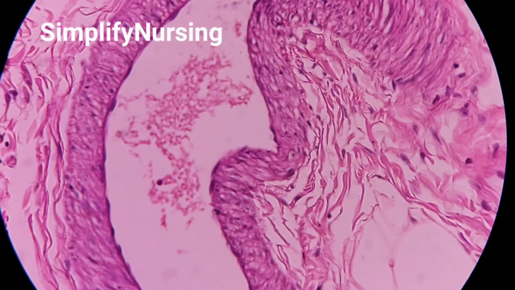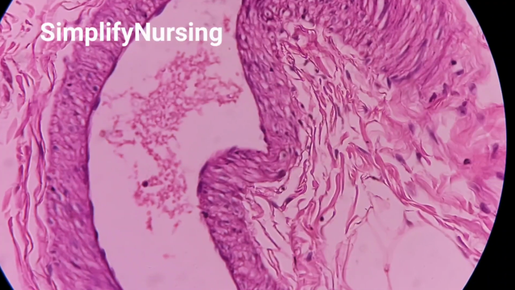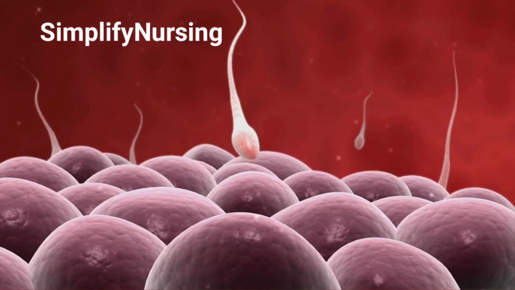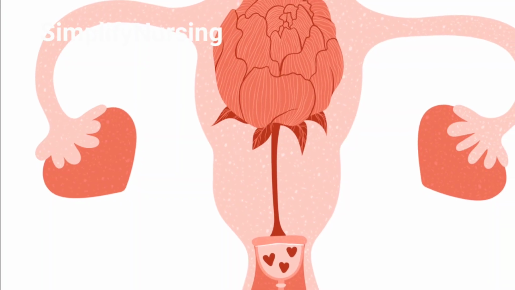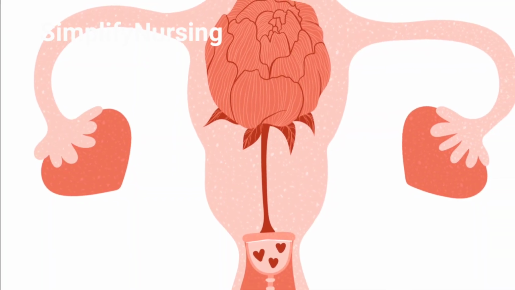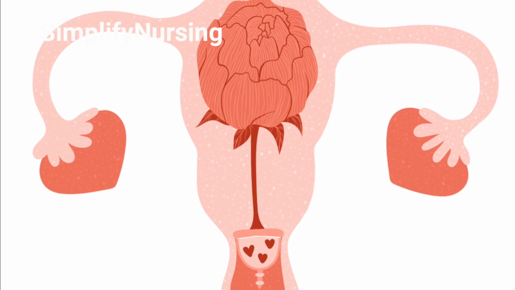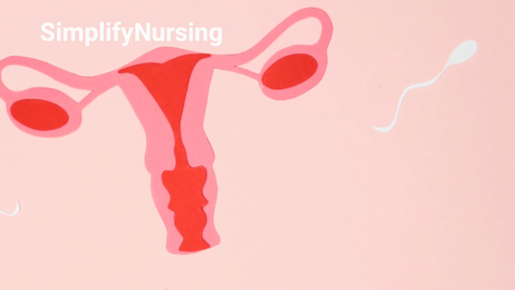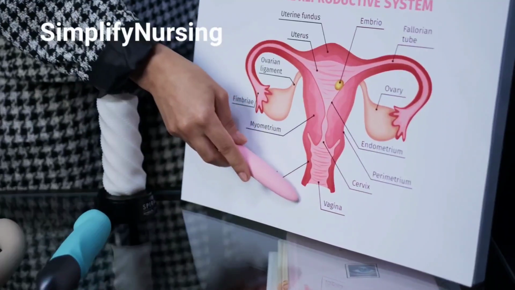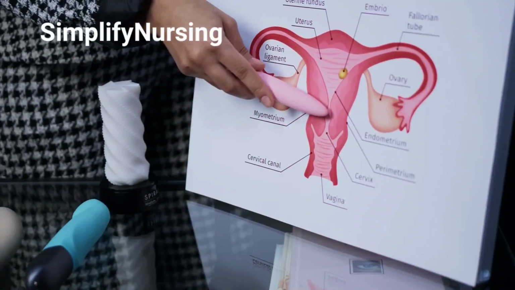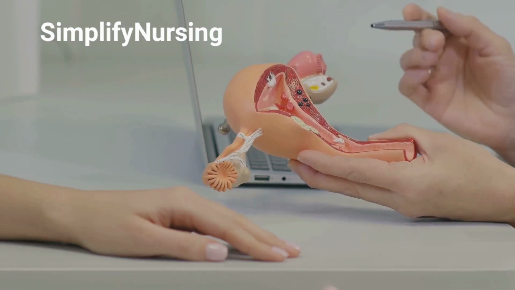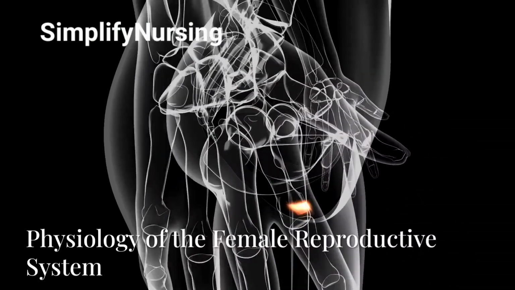Fallopian tubes, 2 tubes that extend from the uterus toward the ovaries. They are the site of fertilization, where sperm meets the egg. Ovaries, 2 almond-shaped organs that produce eggs, ova, and secrete hormones, estrogen and progesterone. Each ovary contains follicles, which mature into eggs. Cervix, the lower part of the uterus that opens into the vagina. It has a canal that allows the passage of menstrual fluid, sperm, and during childbirth, the baby.